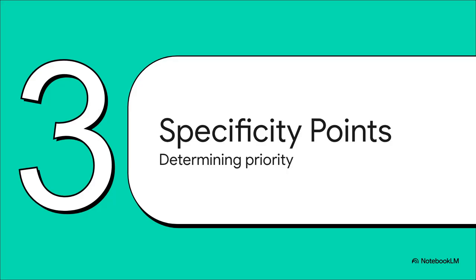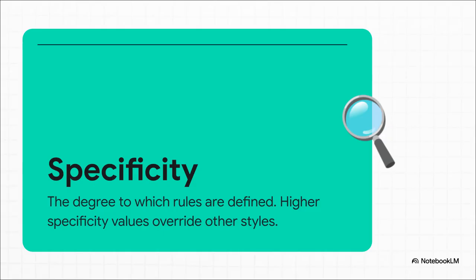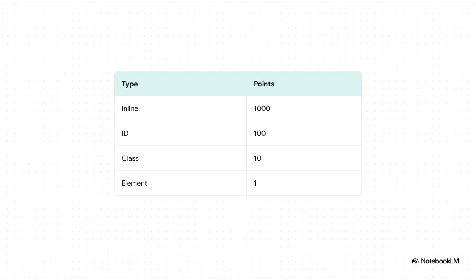All right, Section 3, specificity, also known as the points game. Specificity is defined as the degree to which rules are defined. Simply put, the more precisely you target an HTML element, the higher the specificity value, or the more points that rule earns. It is the secret mathematical formula browsers use to determine priority when things get complicated. If we break down the math, it looks exactly like this. You'll definitely want to memorize this hierarchy. A basic element selector, like targeting all paragraphs, gets just 1 point. A class gets 10 points.